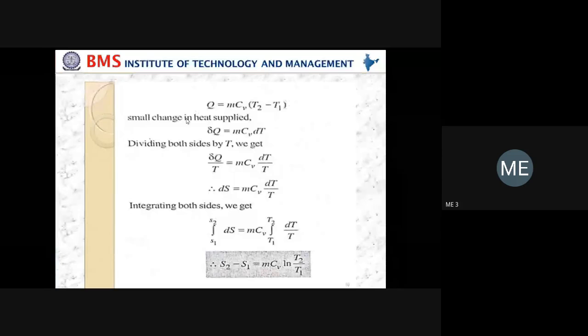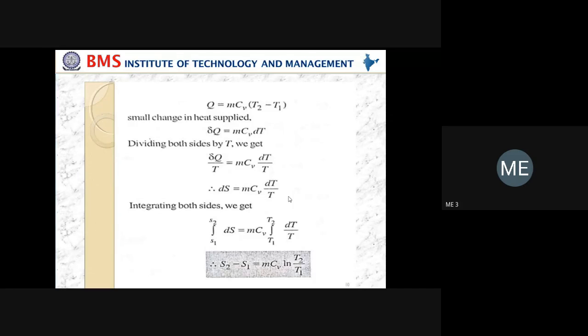Whenever you apply it, we are going to write it in differential format like this: dq equals m Cv into dT. This is the differential form of the above equation. Now we are going to divide throughout by temperature T, that is dq by T equals m Cv into dT by T. As I said, dq by T is nothing but the entropy change ds, so just replace it: ds equals m Cv into dT divided by T.